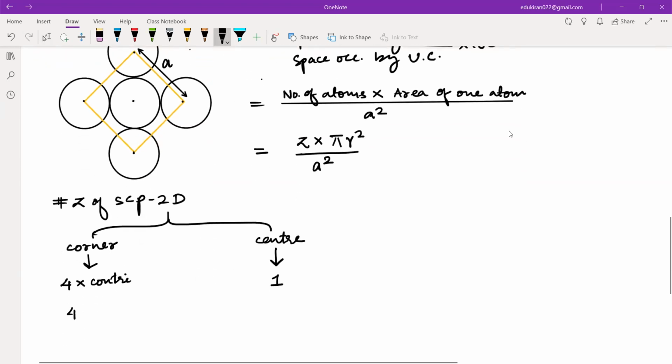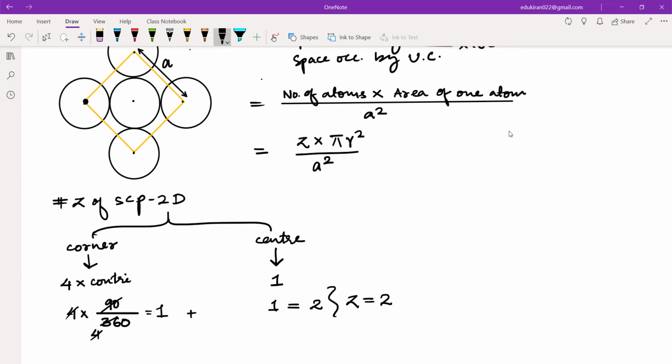So for the contribution, what will I write? Now this is the corner, right? What is the angle of the corner? 90 degrees. And what is the complete angle if I go like this? 360. So 90 by 360 is the contribution of each atom. And this will give me 90 into 4 by 360, which gives 1, and for the center I have 1, and this will give me 2, right? Hence Z is equal to 2 for square close packing in 2D.